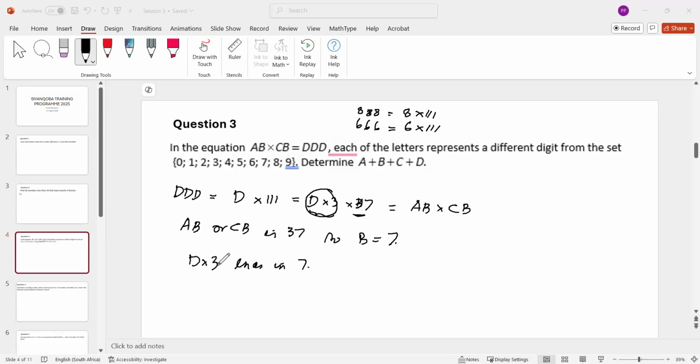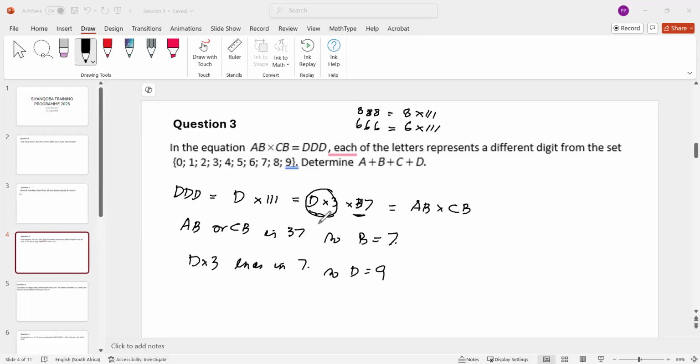And the only way D times 3 can end in 7 is if you try all the numbers, only 9 times 3 ends in 7. 9 times 3 is 27. All right, so this is where we are. None of the other multiples of 3 end in 7.